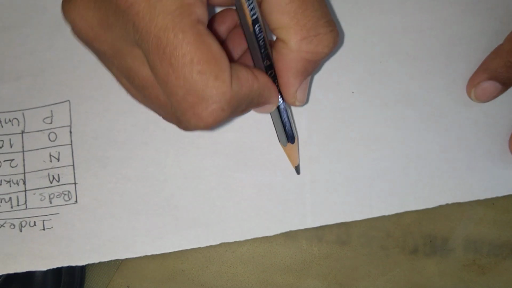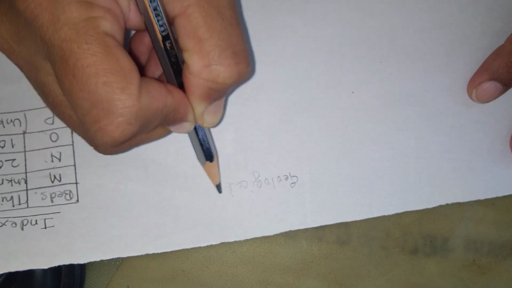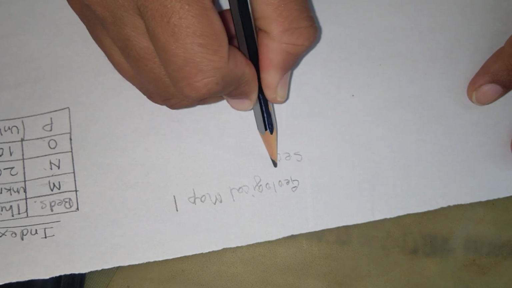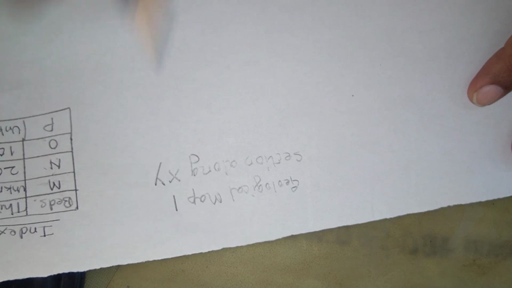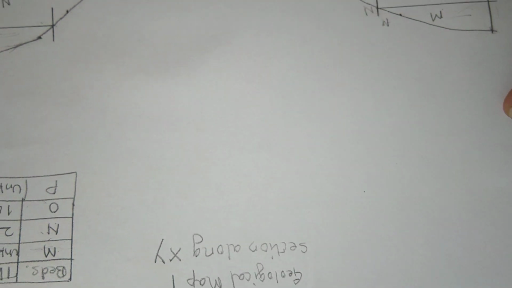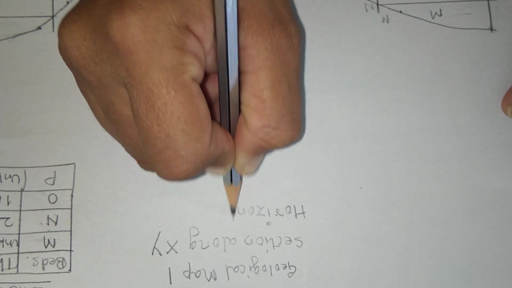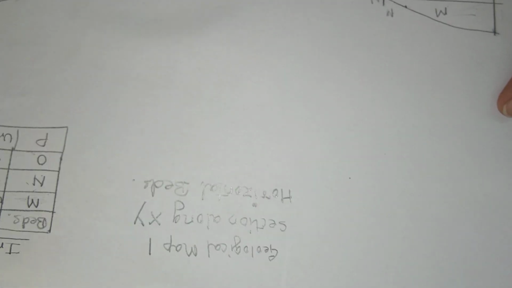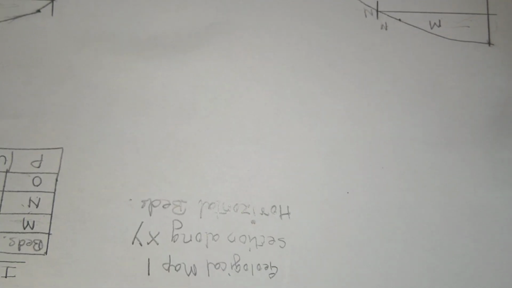in a better way. Now we will write the heading. So this is our geological map 1. At the center we'll write the heading. Then what we have drawn is the section along the XY line. Then what this map represents is horizontal beds, so we will write horizontal beds. So this is the title of the map. This map represents the horizontal beds.